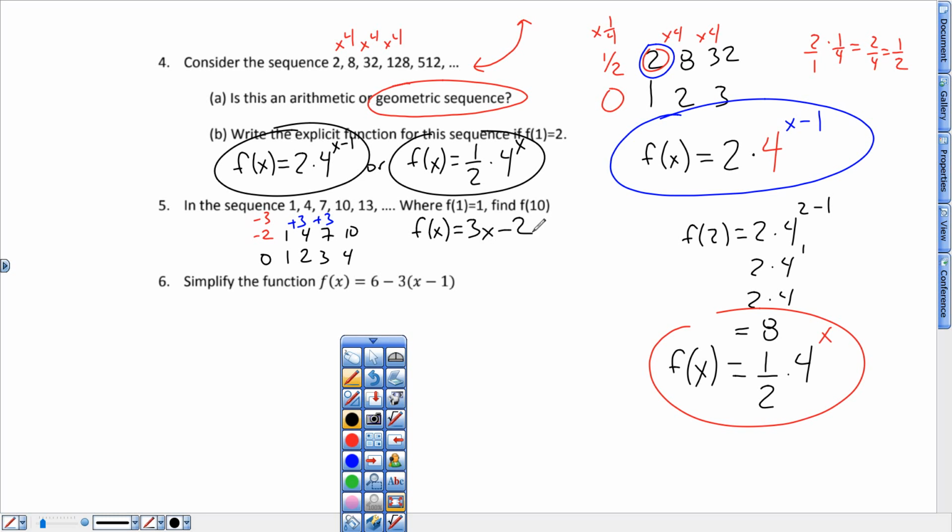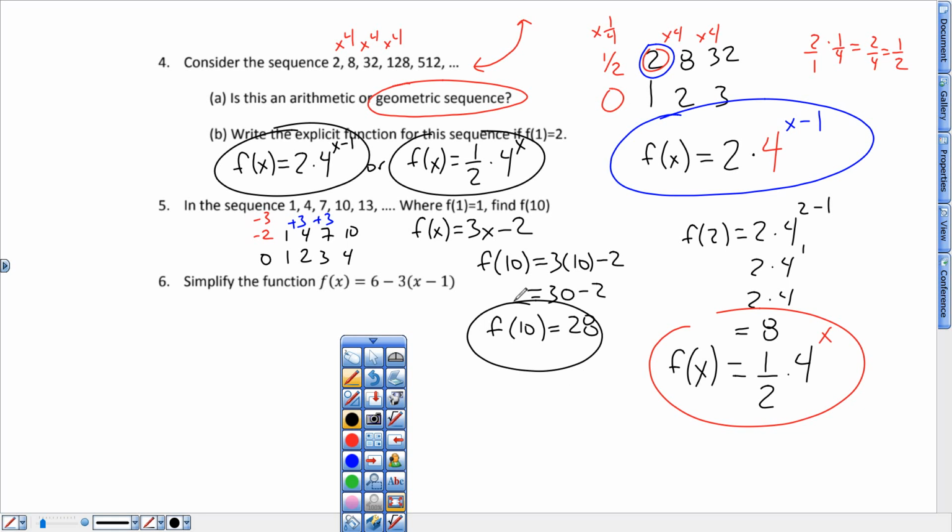I'm going to use that equation to plug in 10. And if you don't believe me, see if that works. Plug in 2 right there. 3 times 2 minus 2, is that 4? Yes, it is. That equation works. So now plug in 10 into that equation, see what you get. 3 times 10 minus 2 gives me 30 minus 2 gives me the 10th term is 28 for that one right there.